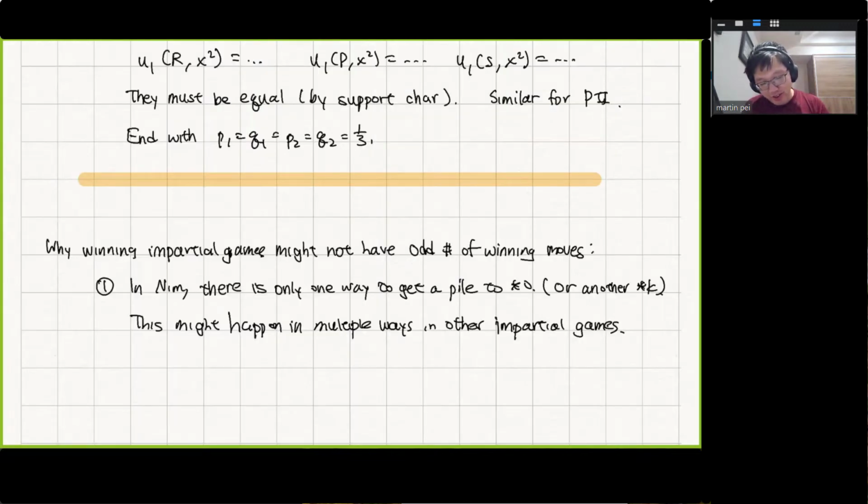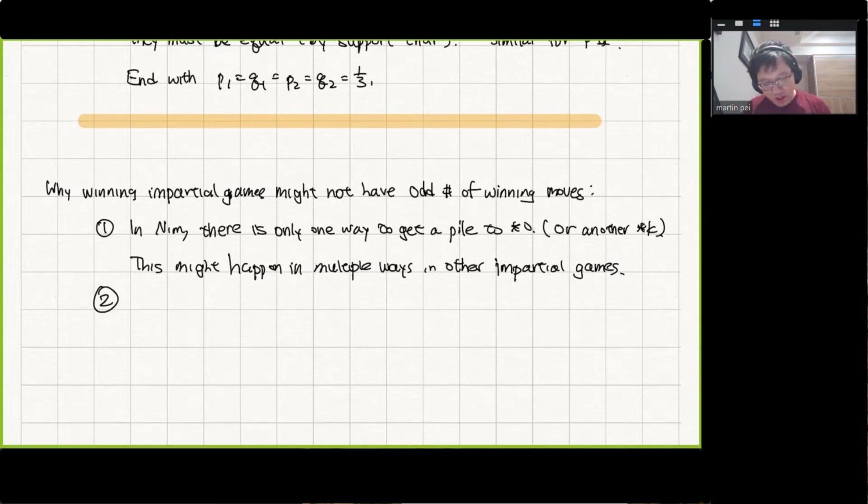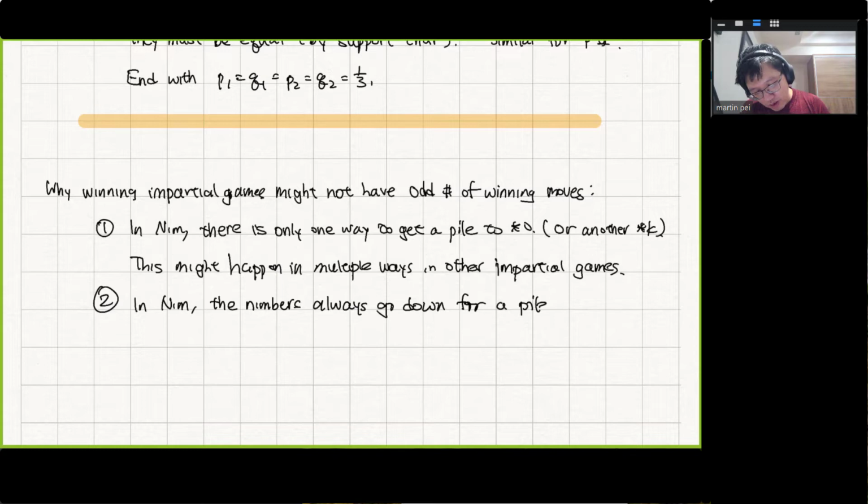But there's also a second way that we might have more winning moves, and that is that in NIM, the numbers always go down for a pile. But in other impartial games we may increase the number to get a losing game.